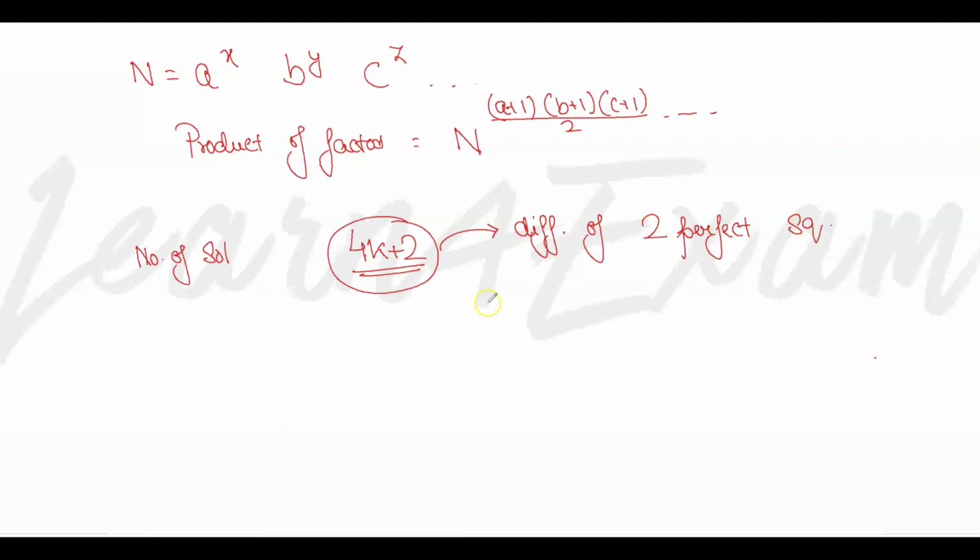So we can never write, let's say, 6 as a difference of two perfect squares, x square minus y square. But all other numbers can be written in the form of x square minus y square. Only the form 4k plus 2 type numbers cannot be written as a difference of two perfect squares. Now let's come to geometry.